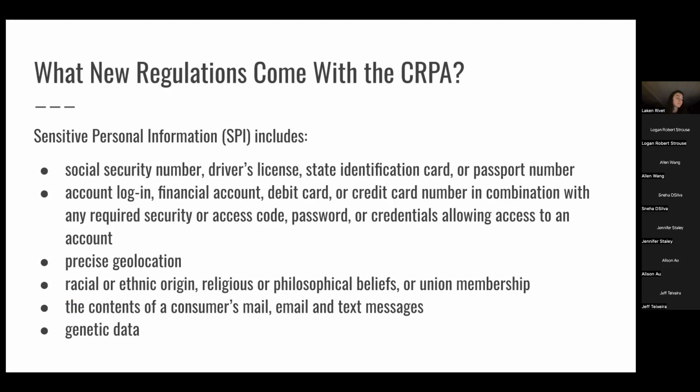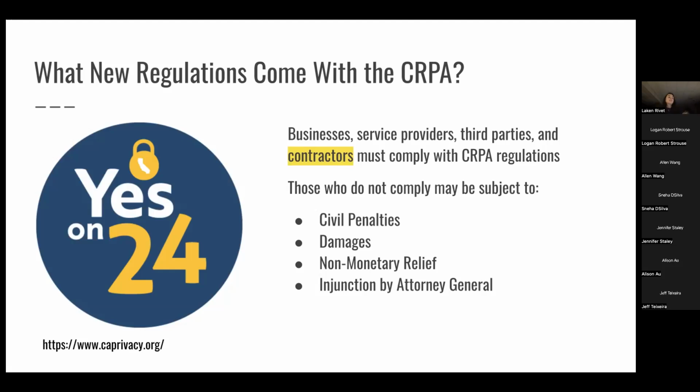The CPRA also established that in addition to businesses, service providers, and third parties, a new category of contractors must comply with regulations as well. So contractors must use personal information only to perform services on behalf of a business as specified in their contract. They must comply with the terms of the said contract, implement security safeguards, not combine personal information received from a given business with any personal information received from another business, and they must notify the business that they are in contact with regarding the use of any subcontractors.